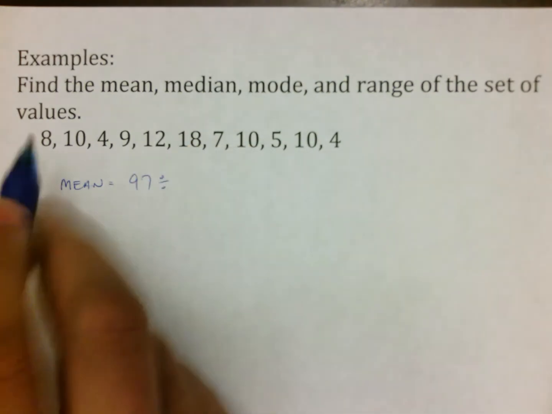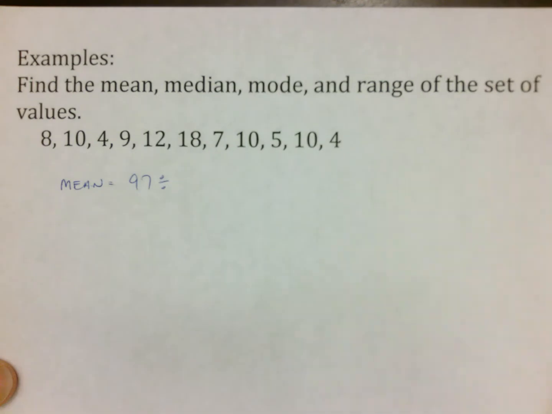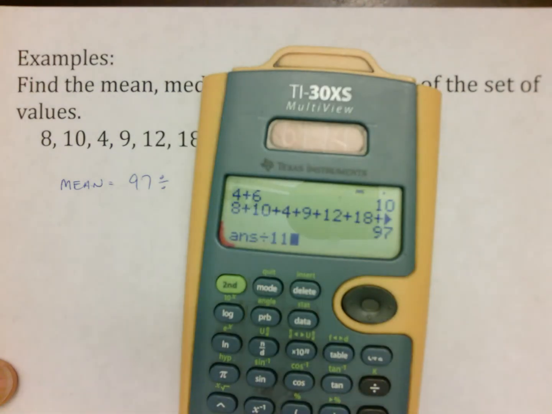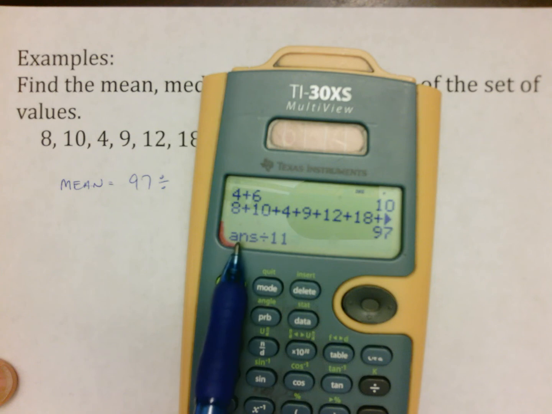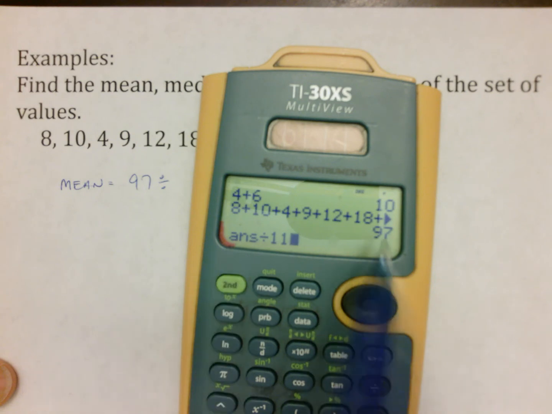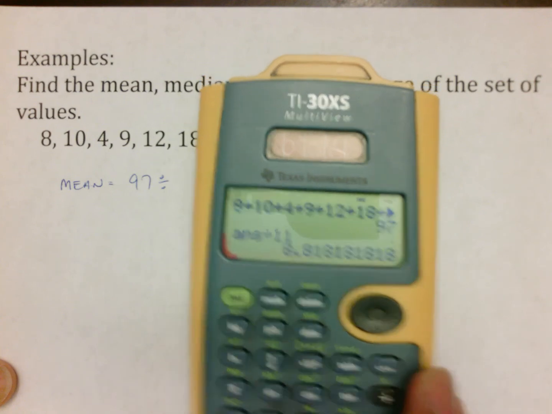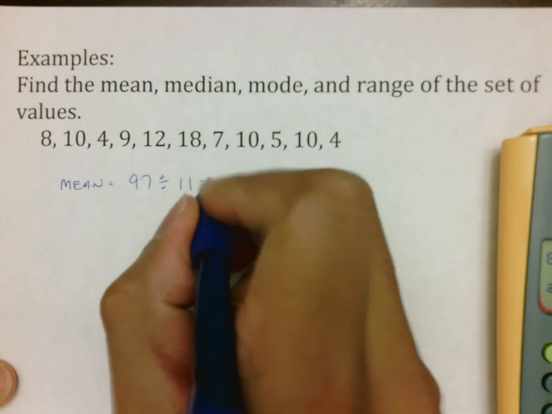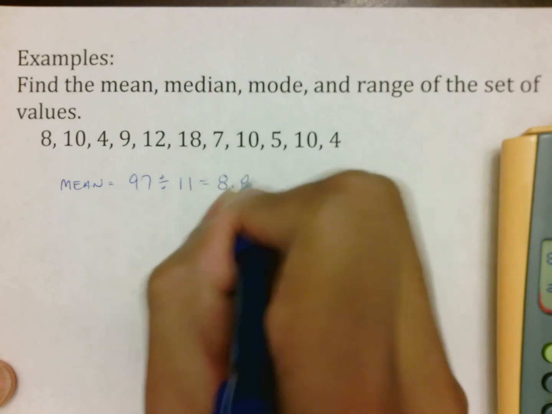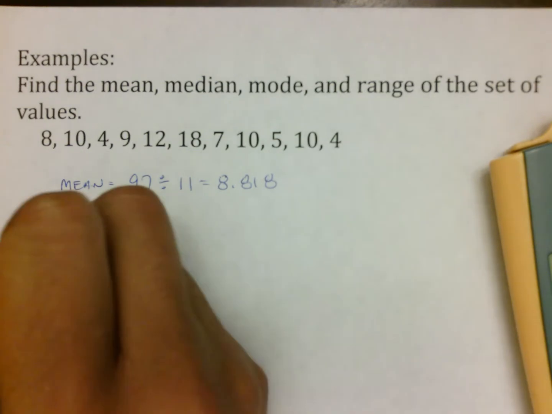I will then divide that 97 by 1, 2, 3, 4, 5, 6, 7, 8, 9, 10, 11. In your calculator, if 97 is already in there, you don't need to type the 97 again. You could just hit divided by, and ANS means that that's the value that was last shown. So you could just hit divided by 11. And I think your computer takes you to 3 decimal places, so we will do that as 8.818 as your mean.